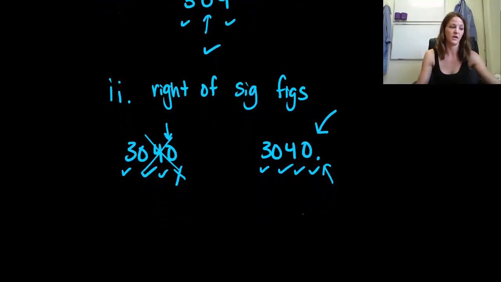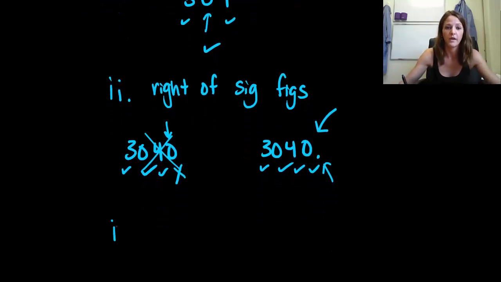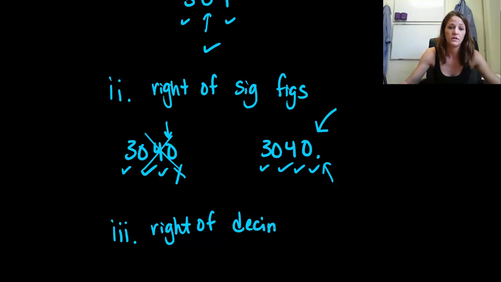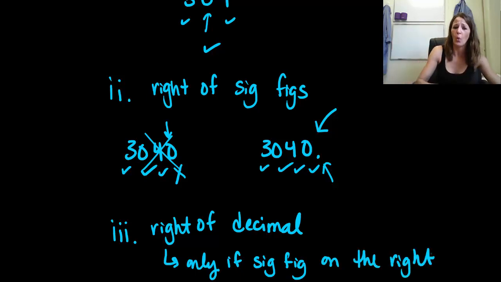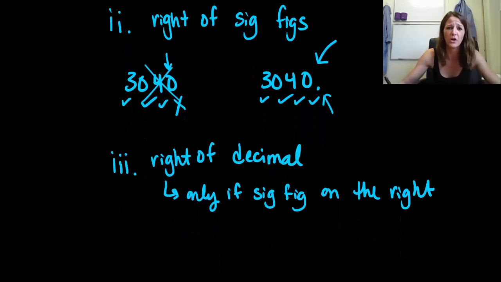Whew, I hope that made sense. Stay with me. We have one more rule here. Number 3. If your 0 is to the right of a decimal, but there's a little disclaimer to it, it is only significant if the sig fig is on the right. Okay, what does that mean? An example usually helps. All right, so here we go.